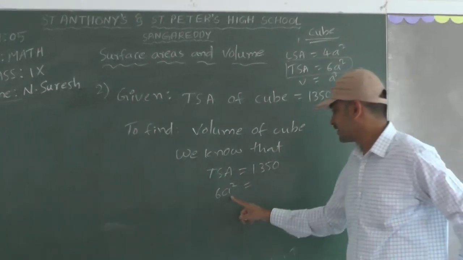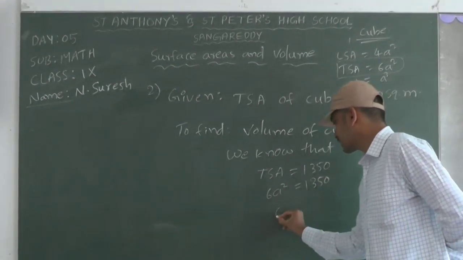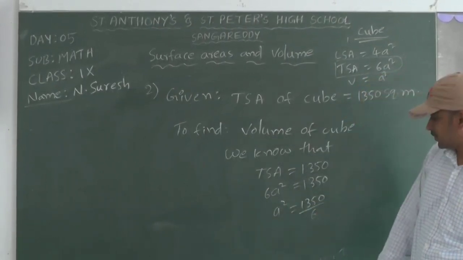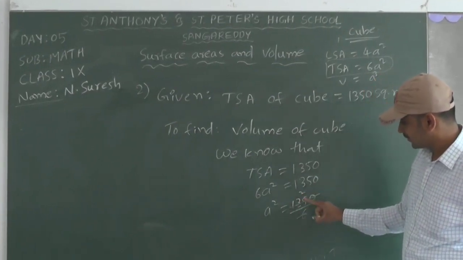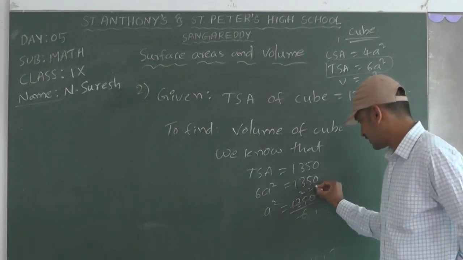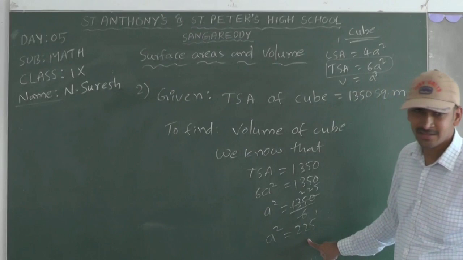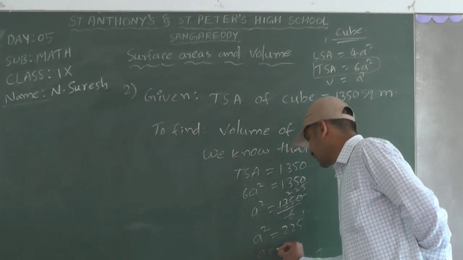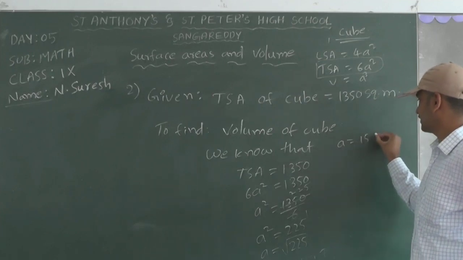So how to find a: 6a square equals 1350, so a square equals 1350 by 6. Consider the 6 table: 6 1 is 6, 6 2 is 12, remain 15; 6 2 is 12, remain 3, 30; 6 5 is 30. So a square equals 225. We have to write 225 as the square of another number. We can write 15 square, otherwise a equals root of 225. So we get a equals 15 meters.